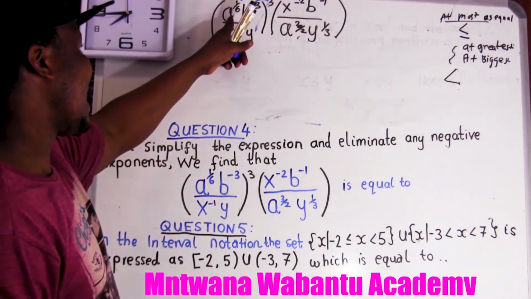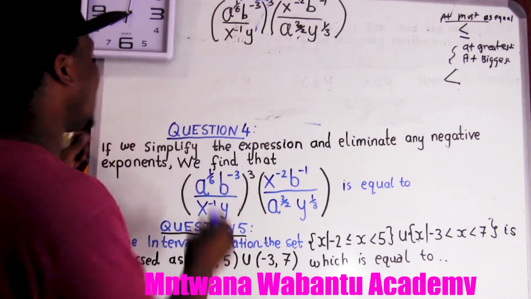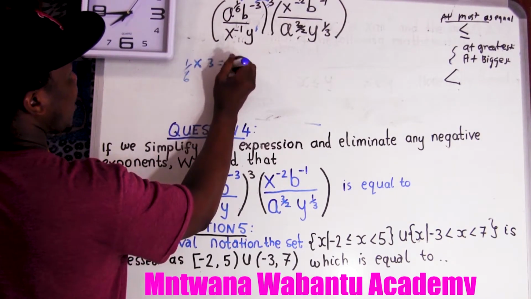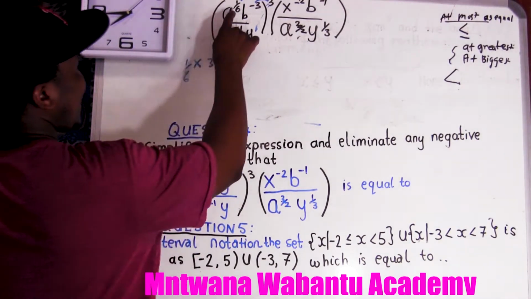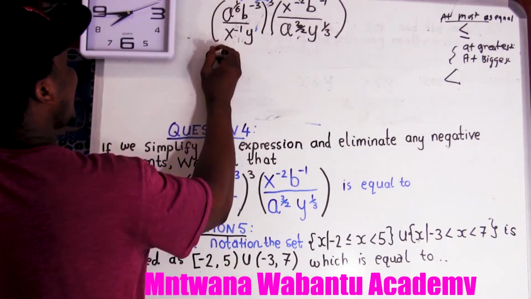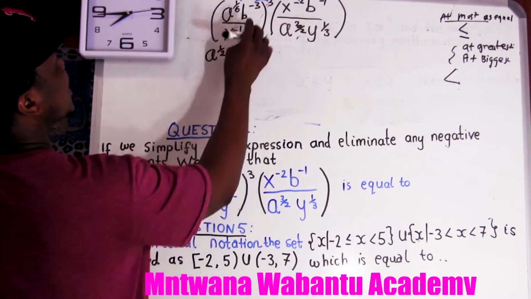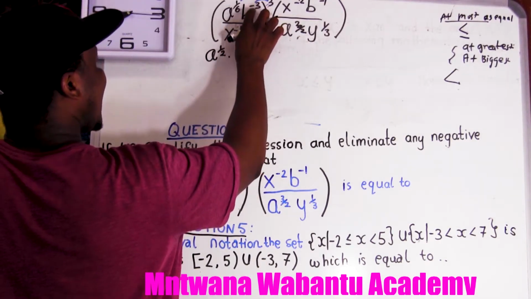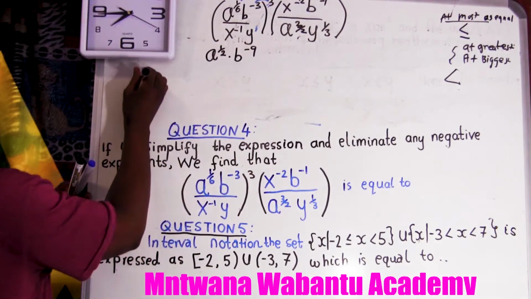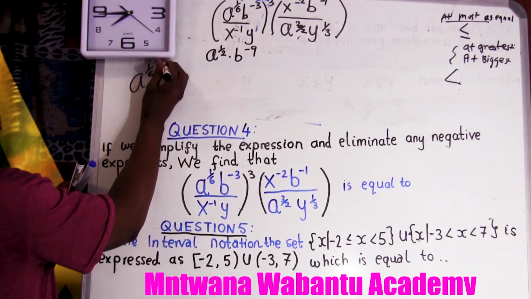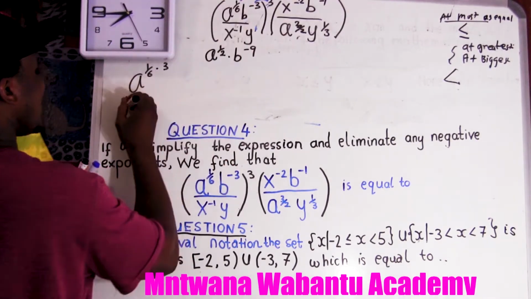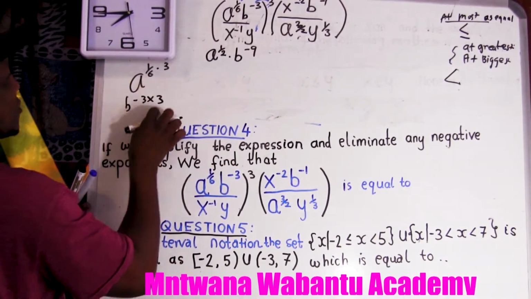Now let's multiply. A^(1/6) times 3. Look, 1/6 times 3, when you simplify, it's going to be 1/2. So this is going to become A^(1/2). So the top is going to become A^(1/2). Now, B^(-3) times 3 is going to give me -9. Now we do the same thing. B^(-3) times this 3 is going to be -9.